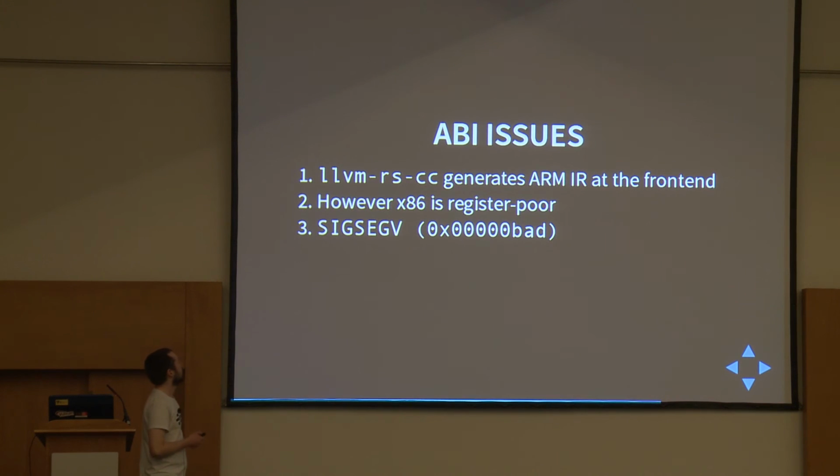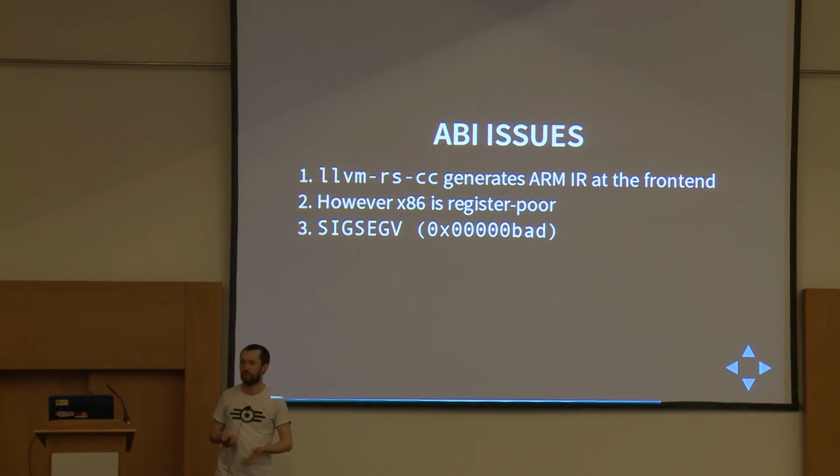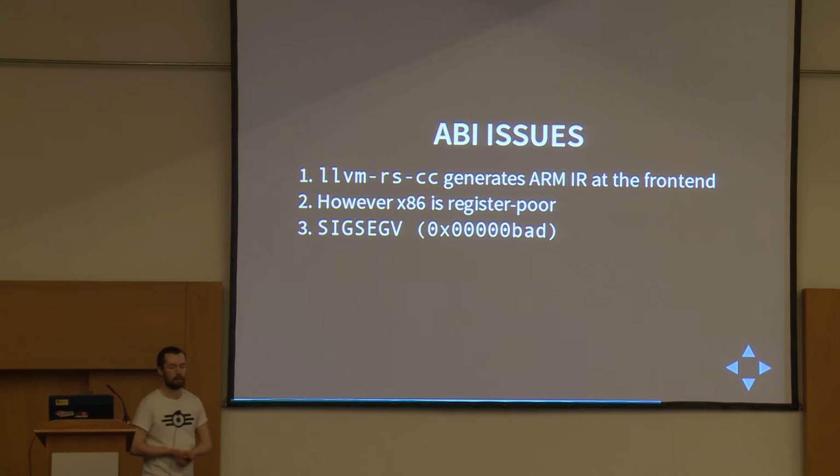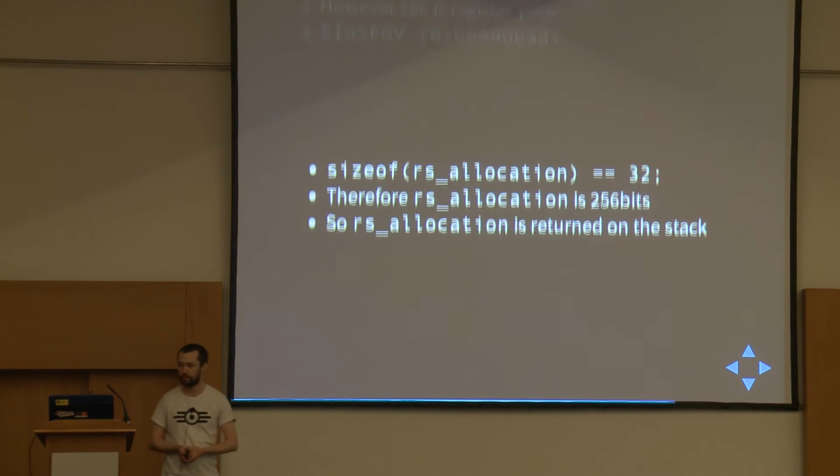So LLVM RSCC, or Slang, the front end compiler, generates ARM IR. And then we've got x86, this terrible architecture with 4 general purpose registers on 32-bit. So everything is passed on the stack. So when we try to build this expression for Clang, the IR that it generates actually doesn't match, and we get a nasty seg fault.